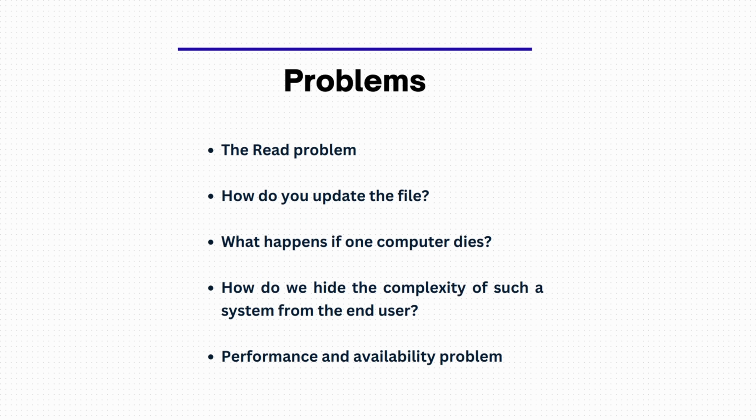Lastly, we have the problem of performance and availability. How do we make sure that the system is always available? It means when one server dies, we make sure someone is always able to read the file completely. And how do we make sure that these operations are done as fast as possible? How do we take care of the performance part in this system? In the upcoming part, I will introduce some operations that give a solution to the problems we are presenting here.